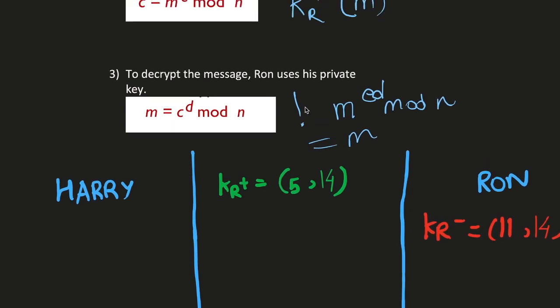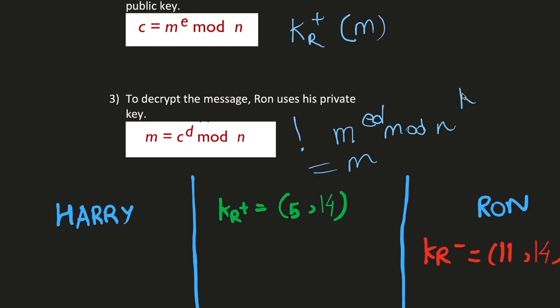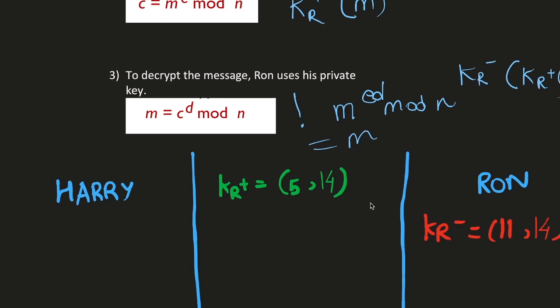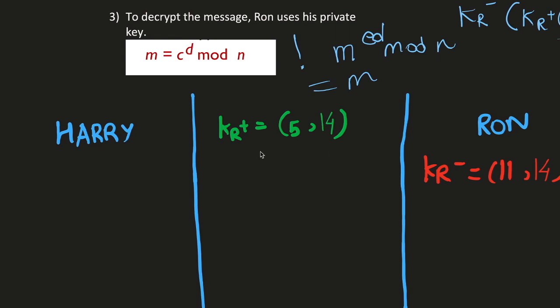And what did we do here? We essentially used Ron's private key on the cipher. It is essentially undoing that and getting back our original message. So the public key is basically an open lock that Ron sends, and this private key is his key for the lock, which only he knows.